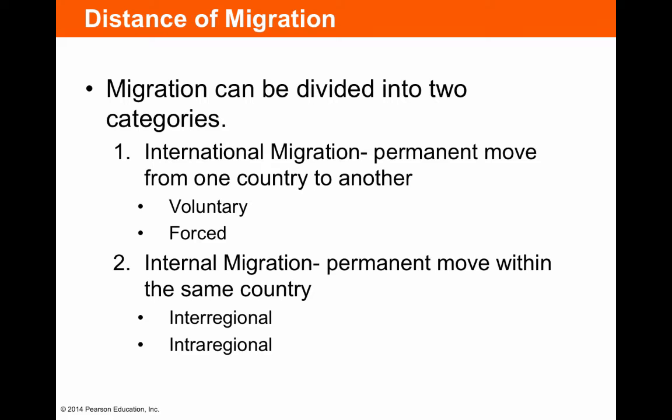Historically, this has been from rural to urban places in search of jobs. So people choose to move because they're searching for a better economic situation based on occupations. Now, the other reason people could have international migration is because it's forced.